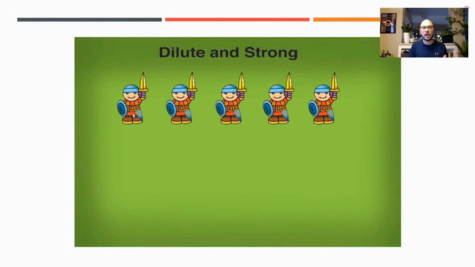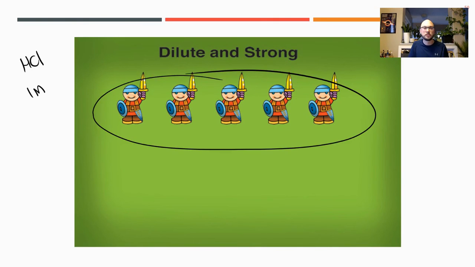Okay, so now we've got a dilute strong acid. An example of this would be something like 1 molar HCl. We don't have very many soldiers, but all of them have got their swords out. We can see that. So all of them have turned into ions.